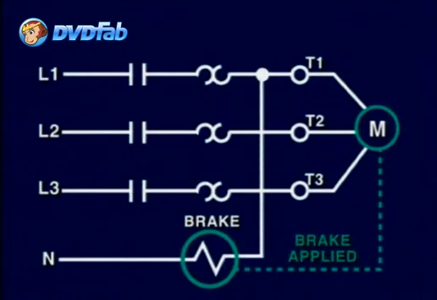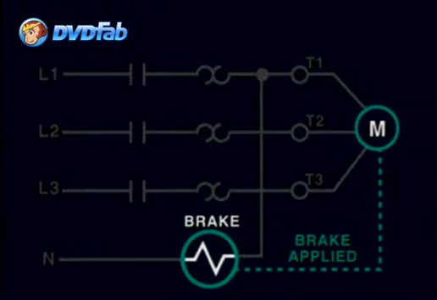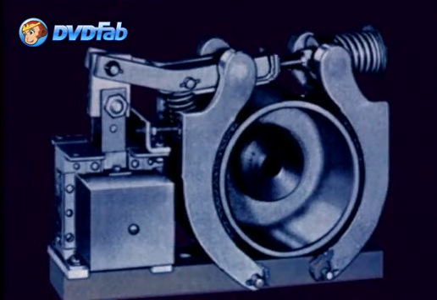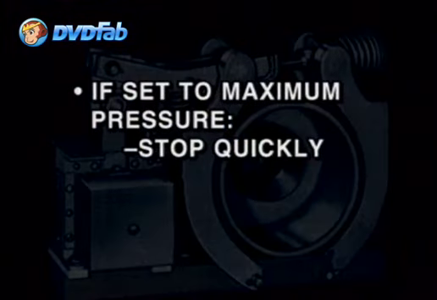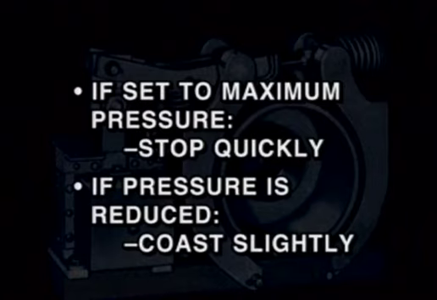When power is removed to the motor circuit, the brake solenoid is de-energized and the brake spring is allowed to apply full force to the brake shoes so that maximum friction is created and the motor is brought to a stop. The amount of spring pressure is adjustable through a screw. If set to maximum pressure, the brake will make the stop very quickly as soon as power is removed. If the pressure is reduced, the motor may be allowed to coast slightly before coming to a stop.